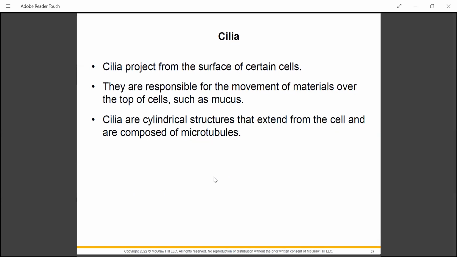Cilia can project from the surface of certain cells, and they're responsible for movement of materials over top of cells, typically. An example of this is mucus. Cilia are cylindrical, and they extend from the cell and are also composed of microtubules, but they're almost like little brushes.